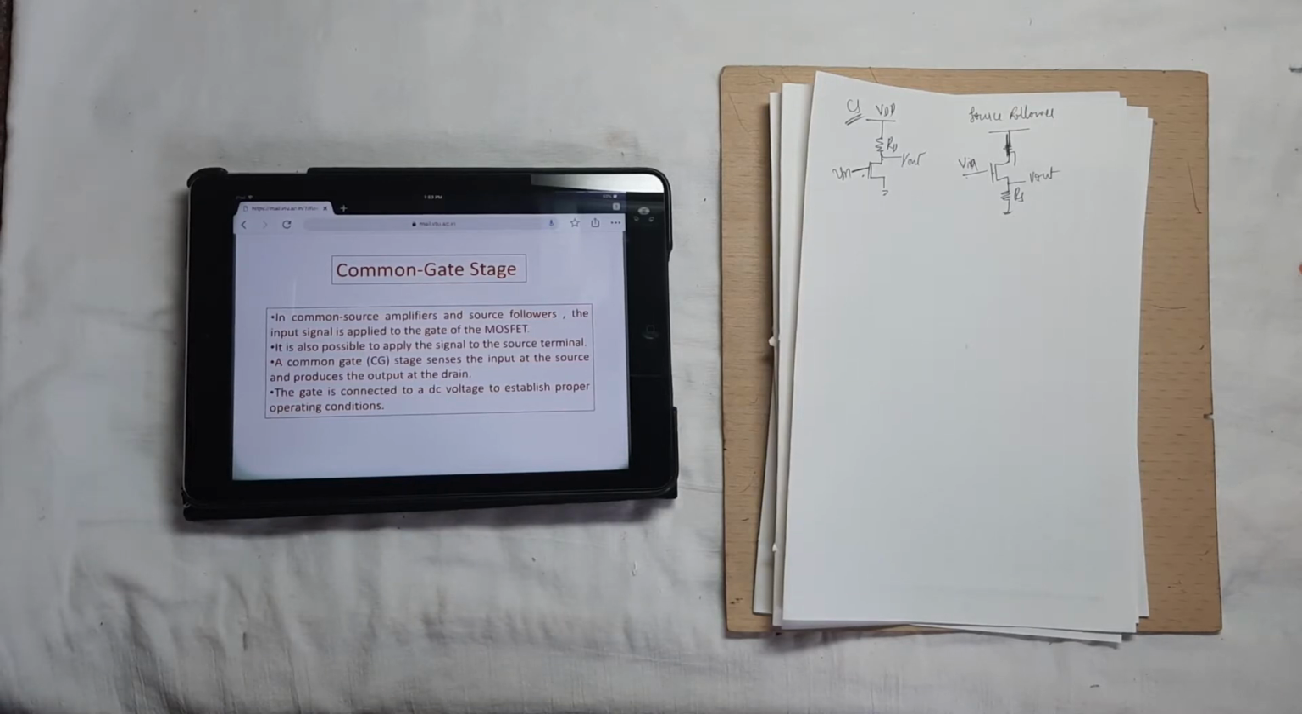It is possible to apply the signal to the source terminal. A common gate stage senses the input at the source and produces the output at the drain. The gate is connected to a DC voltage to establish proper operating conditions.